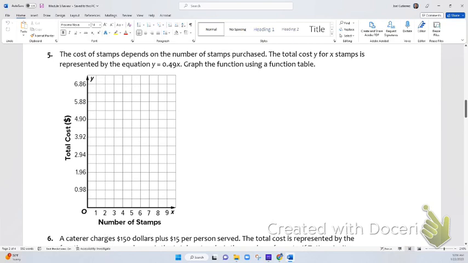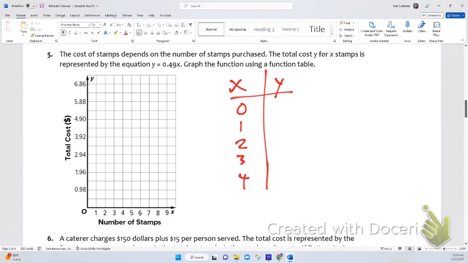For number 5, the cost of stamps depends on the number of stamps purchased. The total cost, y, for x stamps is represented by the equation y equals 0.49x. Graph the function using a function table. So they want us to make a table off to the right over here. Just like I said before we went on break, you choose any numbers you want. I always start with the number 0, and then I'm going to do 0, 1, 2, 3, and 4.